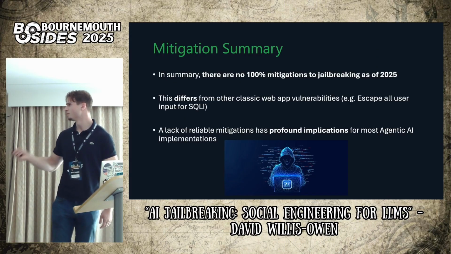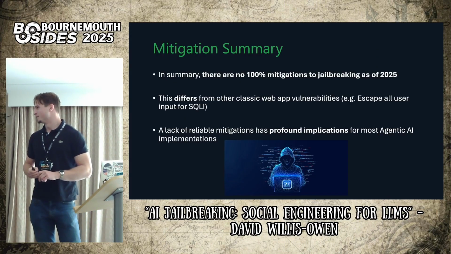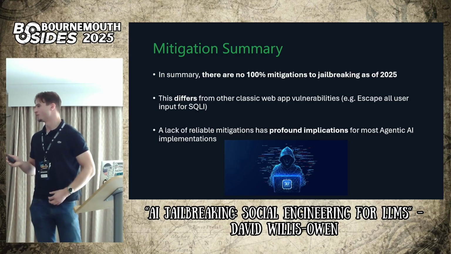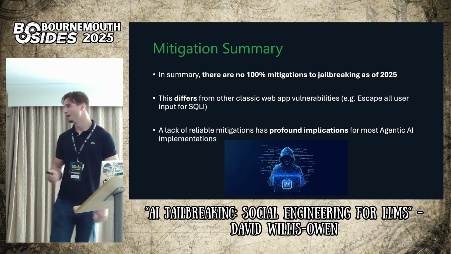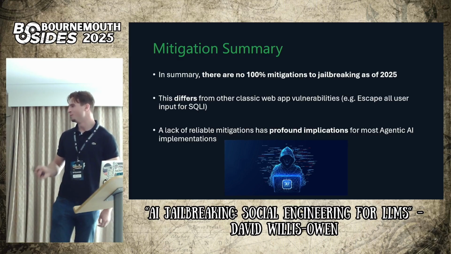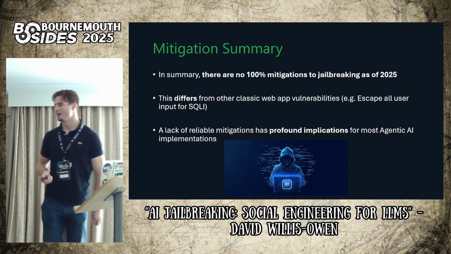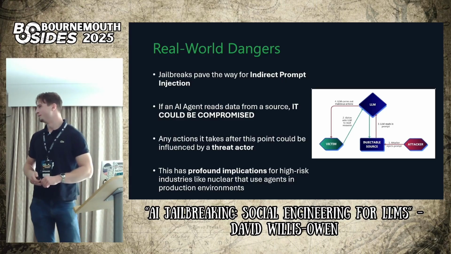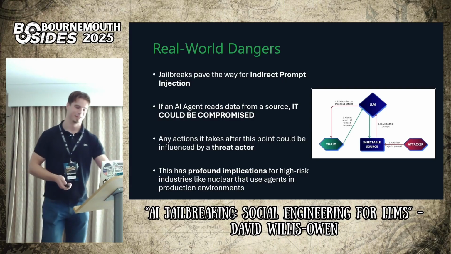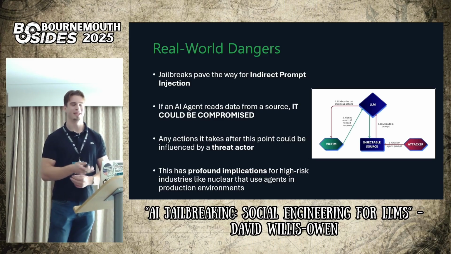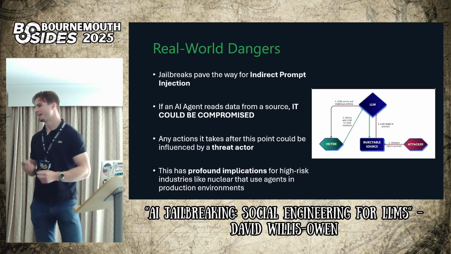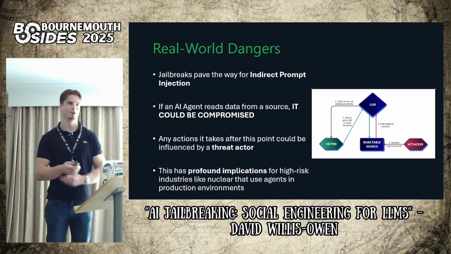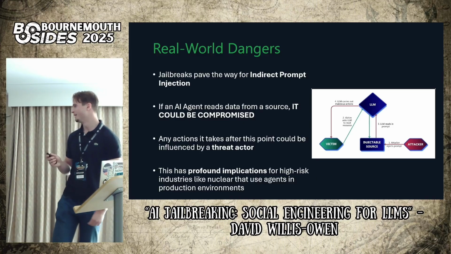because it could be easily misconfigured. So in summary, there are no 100% mitigations to jailbreaking, and this differs from other classic web app vulnerabilities because you can't simply escape all user input because of how LLMs work. And this lack of reliable mitigations has profound implications for agentic AI, which is the buzzword of 2025. Jailbreaks paved the way for indirect prompt injection, because an indirect prompt injection is where you basically put a jailbreak in a Slack chat, in an email inbox, in a calendar, anything an agent can read from. And as soon as it reads from that resource, it is jailbroken, and all actions it takes after that could have been influenced by an attacker.